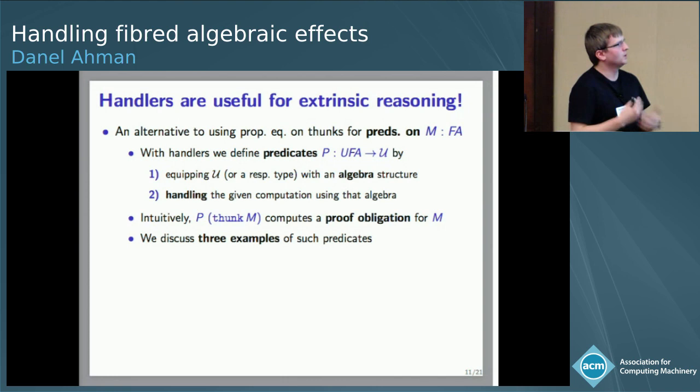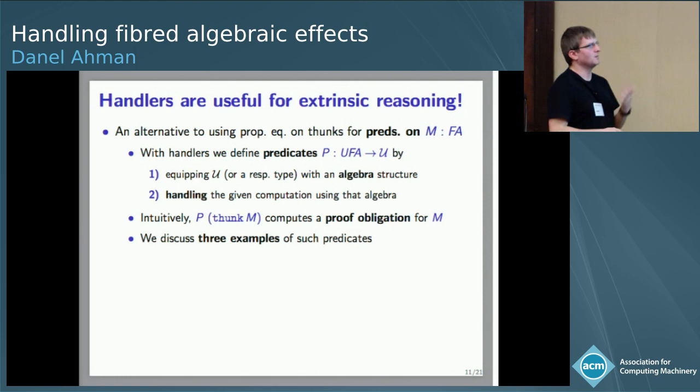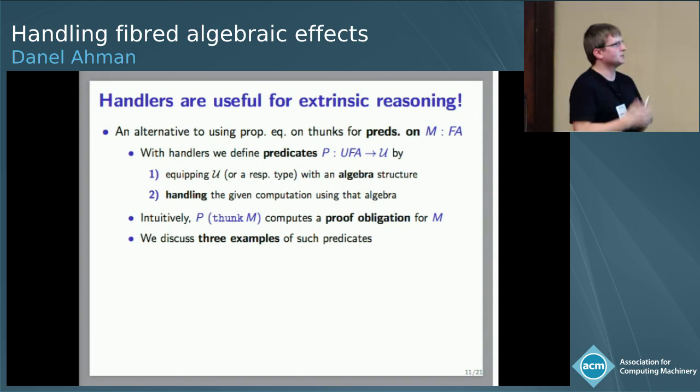So essentially, all the examples that I'm going to show you in a few moments follow a two-step procedure. First of all, you define a handler on the universe, or on your propositions, and then you just use the handling construct to go from your computations to the universe. Intuitively, you should think of the examples that you'll see in a few moments as a kind of computational procedure: every such predicate takes a computation and churns through it and produces the proof obligation that you have to give a witness to, in order to show that your computation satisfies the property that you're interested in.